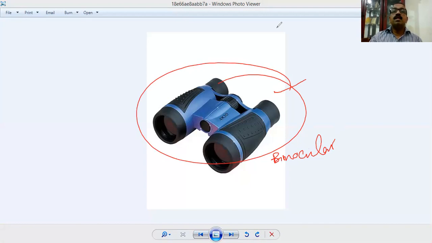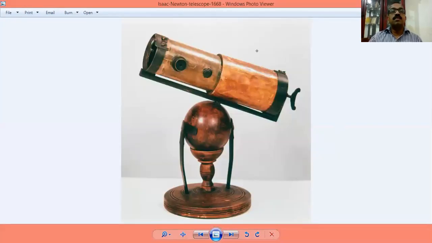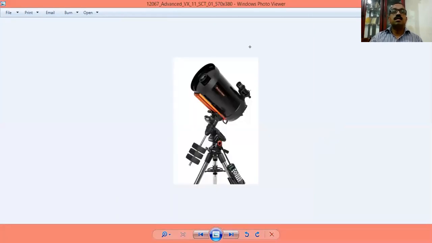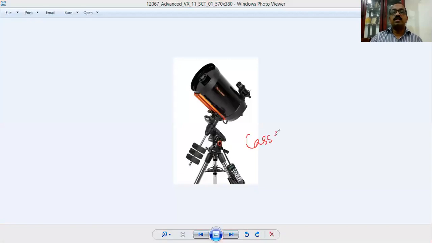Another optical instrument I'll show you: in the reflecting type telescope itself, we have two types. This is the conventional Newtonian type of telescope. Have a look at that. And another one is this one, a form of Cassegrain type of telescope. I showed you all the different types of optical instruments which we have to study. Except binoculars, or the terrestrial telescope, everything we have to study as per the syllabus.